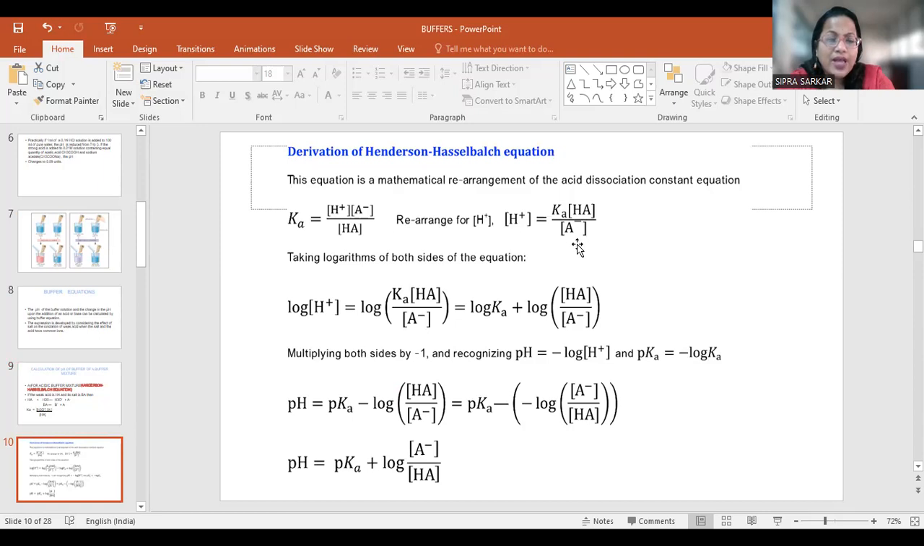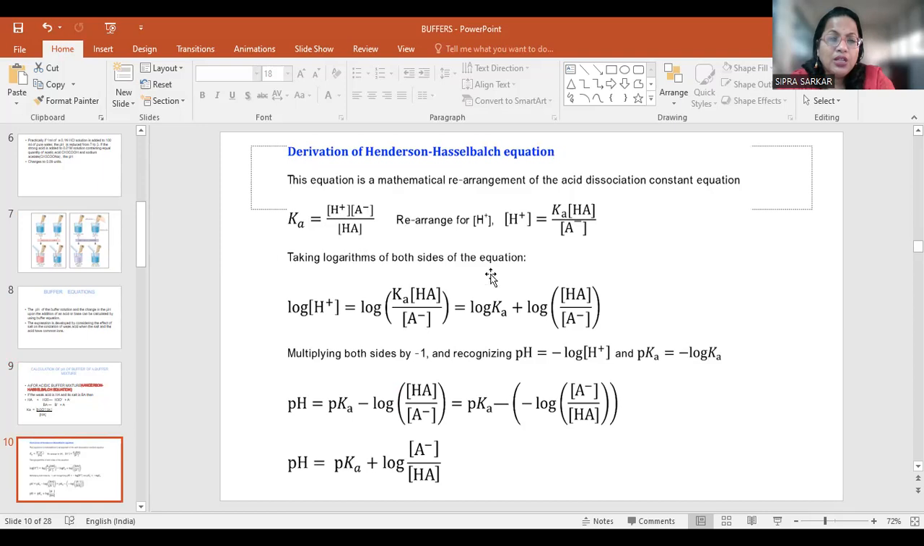So if we make a rearrangement of this, multiply Ka by HA, and if you want to know only the H+ concentration, then divide by the concentration of the base. So see, Ka into HA divided by A-, and this gives the concentration of H+ ion.